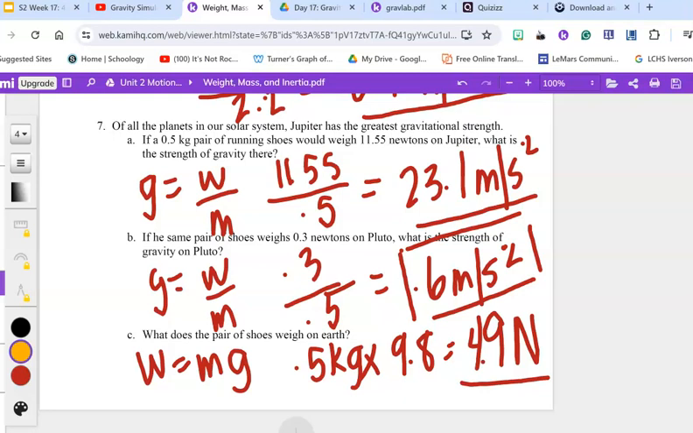The biggest thing about these physics problems is just making sure that you put the correct unit on whatever they're looking for. So weight is in newtons, mass is in kilograms or grams, and gravity is in meters per second squared.